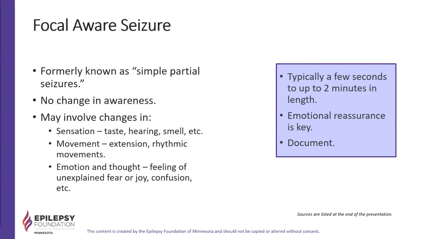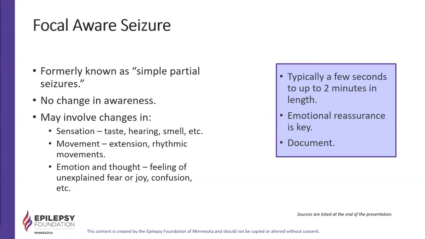In their movement, we may see their arms extend or rhythmically tapping their legs or their fingers. They may feel emotions and thoughts brought on by the seizure. So feelings of unexplained fear or joy or confusion. These typically only last a few seconds to up to 2 minutes.